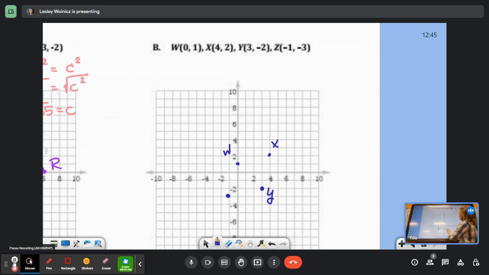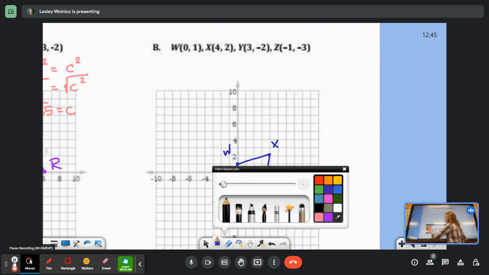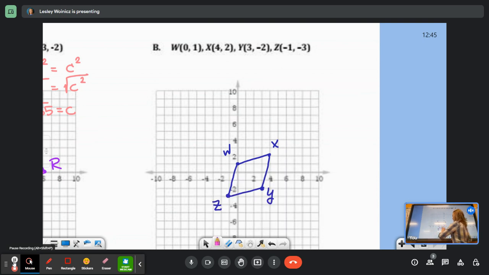Okay, so this one's Z. Let's connect up the little sides. But what we're really interested in are the diagonals. So if we want to show that these are perpendicular, we want to show that they are opposite what? Opposite reciprocals.